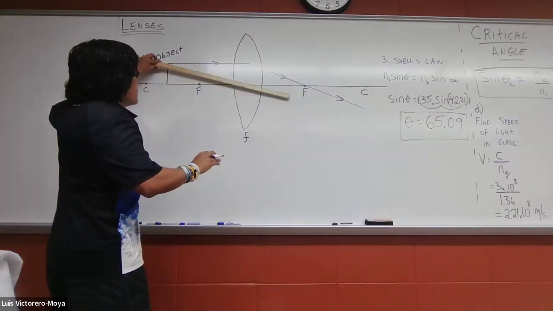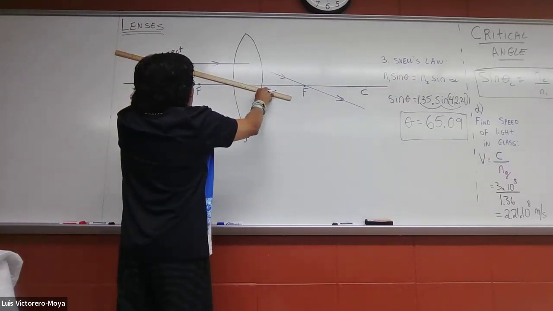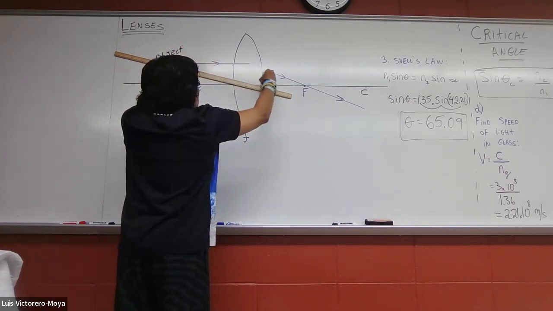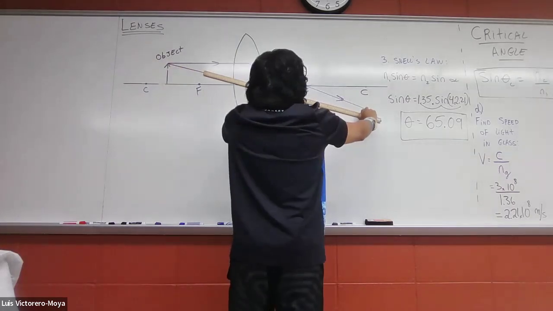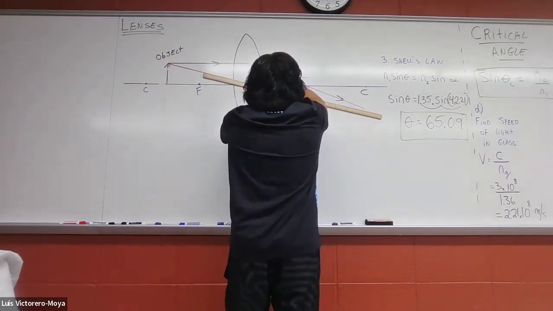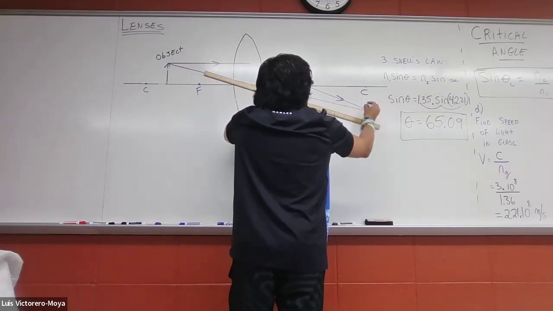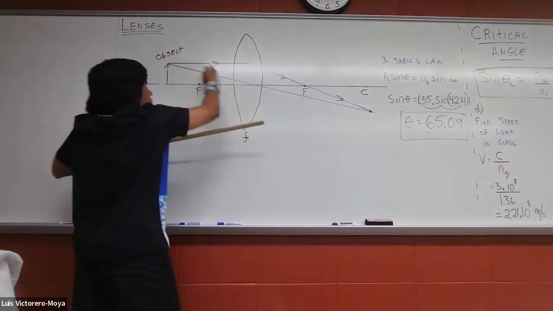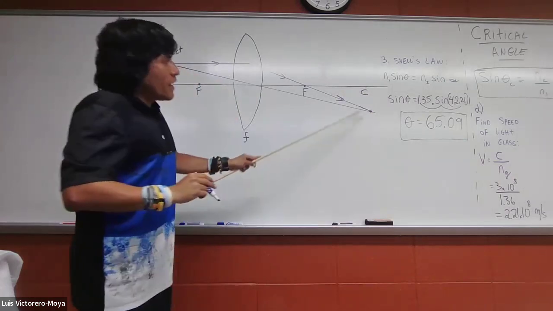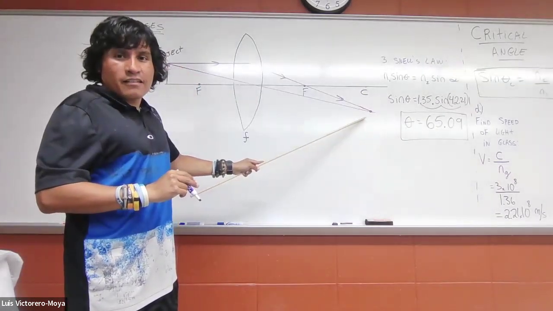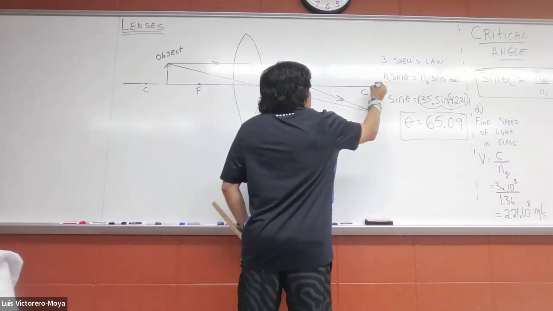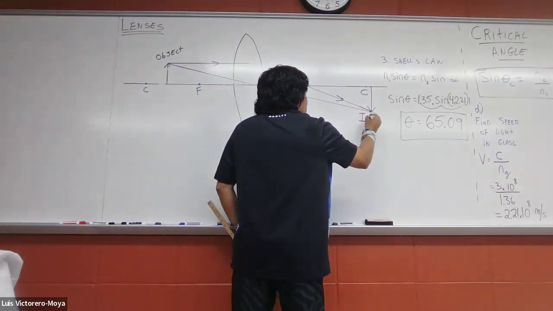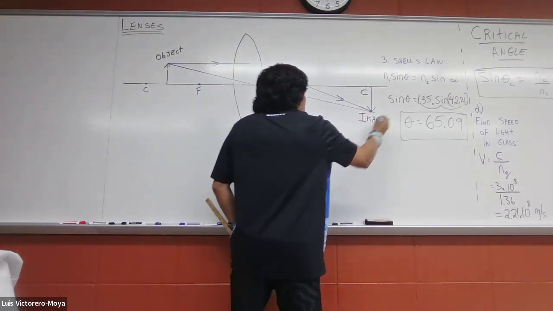The next one is gonna be a ray that goes like that. Through the lens like that. So they're gonna intersect here. The image is here. So this is what I'm saying.